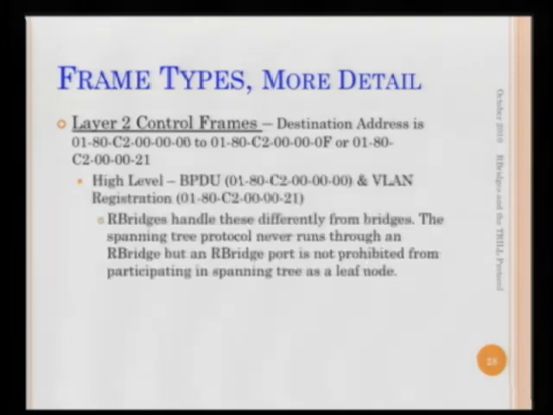Layer 2 control frames are identified by the destination address in the bridging block of 16, or for purposes of TRILL, the address 01-80-C2-00-00-21. And the ones that are BPDUs or VLAN registration ones are handled a little differently in RBridges from bridges. Spanning tree never runs through an RBridge, so RBridges always terminate the spanning tree. But if you want, you can have your RBridge port participate as a leaf in spanning tree. If you have an RBridge connected to a bridge LAN and you want your RBridge port to be the root bridge, or to look like the root bridge for that bridge LAN, you can have your RBridge port participate in spanning tree if you like. It's an option.